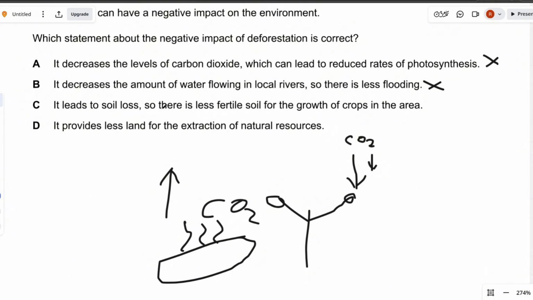It leads to soil loss, so there is less fertile soil for the growth of crops in the area. Soil loss, that is correct. Less fertile soil for the growth of crops in the area, that is also correct. So this is definitely a negative impact of deforestation.